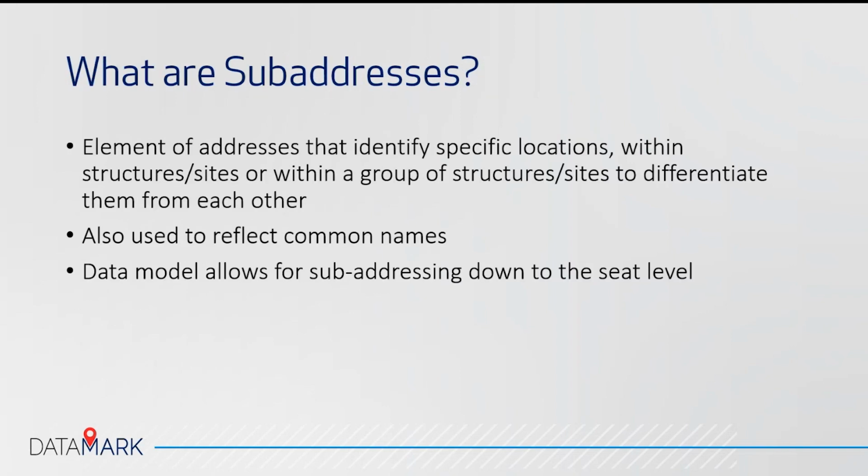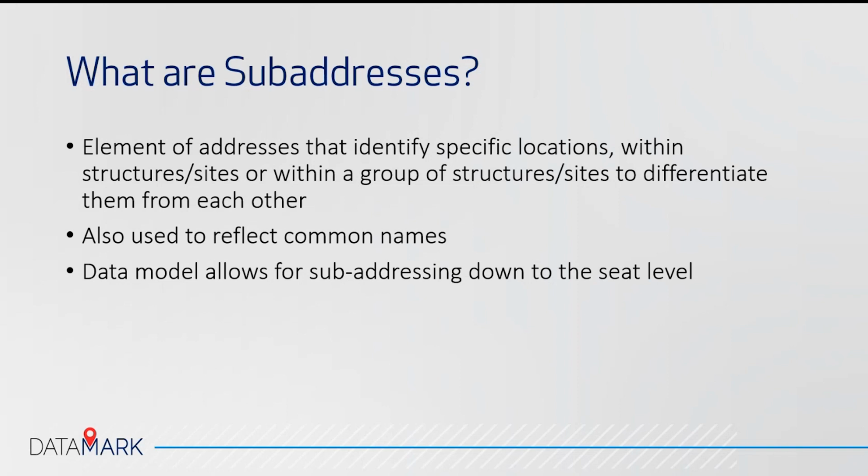So sub addresses is basically additional information to differentiate specific locations, right? So within a structure itself, for example, an apartment building with 8 apartments, it's one building, but there's 8 dwelling units within, or within a group of structures. So an industrial area or a college campus, let's use that example, a college campus that has 10 buildings. Do they get primaries or do they get subs? So it's a way of differentiating multiple structures from one another, or dwelling units or units within another building from one another. Sub addresses can also be used to reflect common names.